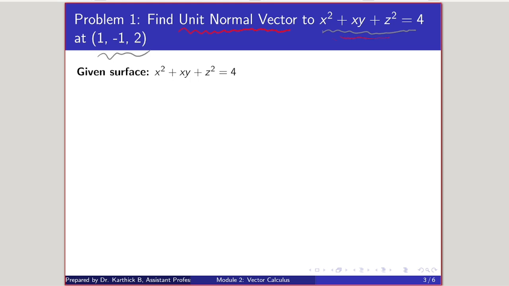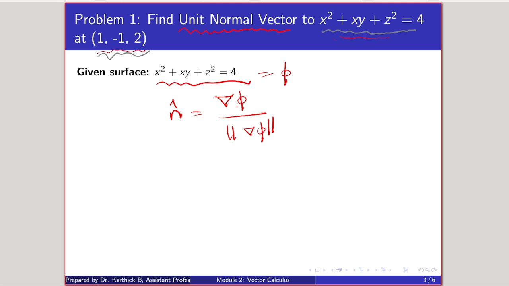Okay. So, first, the unit normal vector will be denoted by n cap. The formula will be gradient phi divided by norm gradient phi. So, this is our function that we call phi surface. With this, first we need to find gradient phi. Then, after finding this, they have given a specific point.